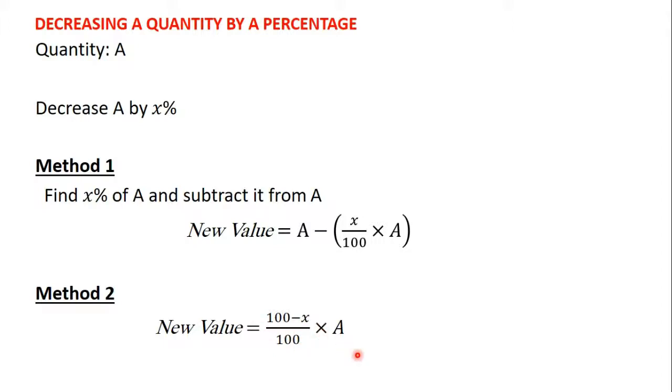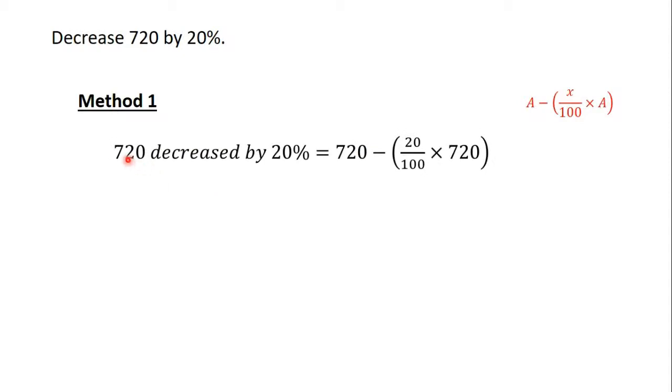Let's apply this to solve a question. Let's say that we want to decrease 720 by 20%. Let's consider the first method. We have learned that if you want to decrease A by X%, we are going to have A minus X divided by 100 times A. So if you want to decrease 720 by 20%, you are going to have 720 minus 20% of 720.